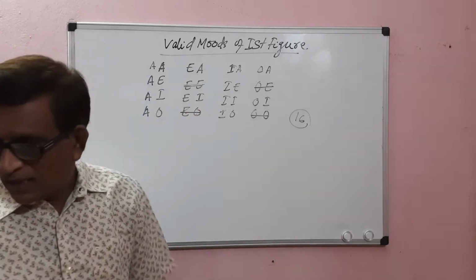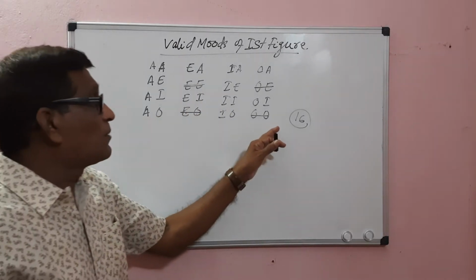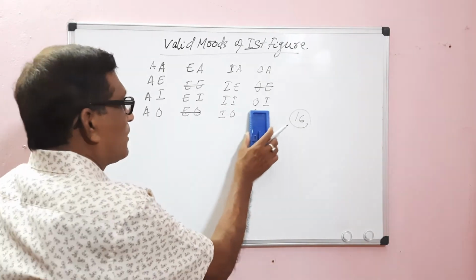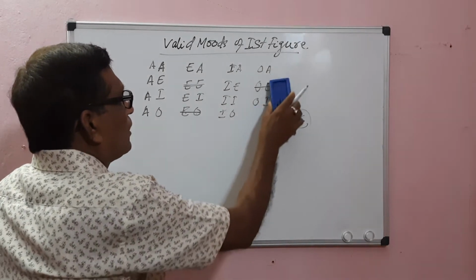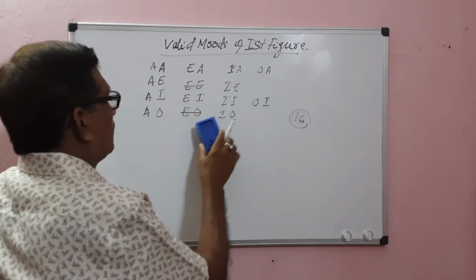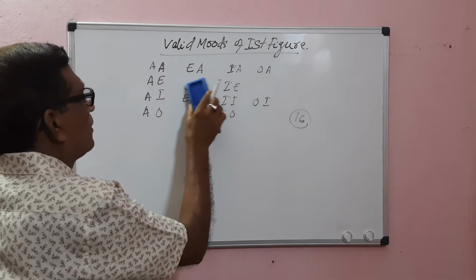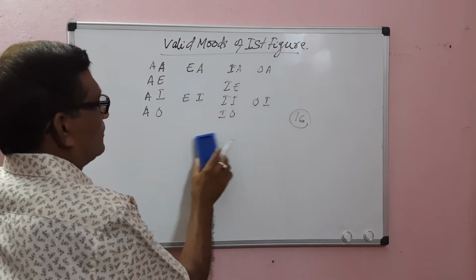In this way, it is not possible in any figure: first figure, second, third, fourth figure. In all figures, there is no possibility of any conclusion. So these are not valid for all figures.